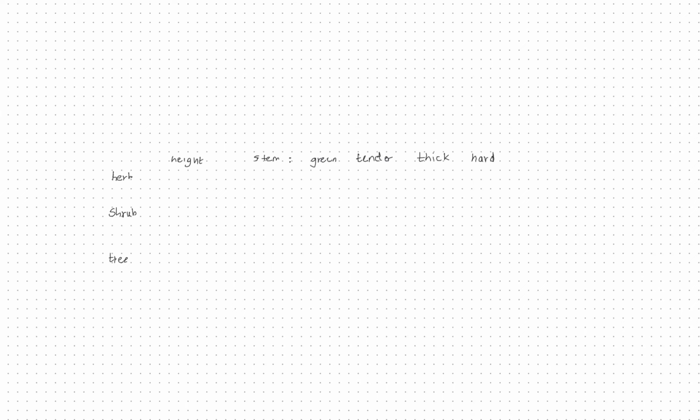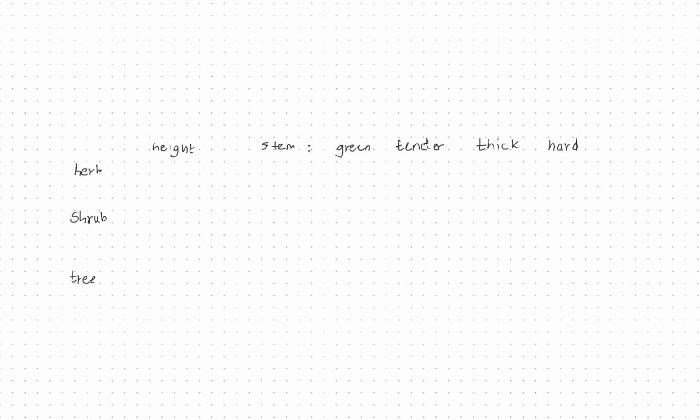Okay, after height, write STEM. Next to STEM, put 2 dots and write in the same line: green, leave some space, write tender, leave some space, write thick, leave some space, write hard. So it's going to be height, STEM, green, tender, thick, hard.